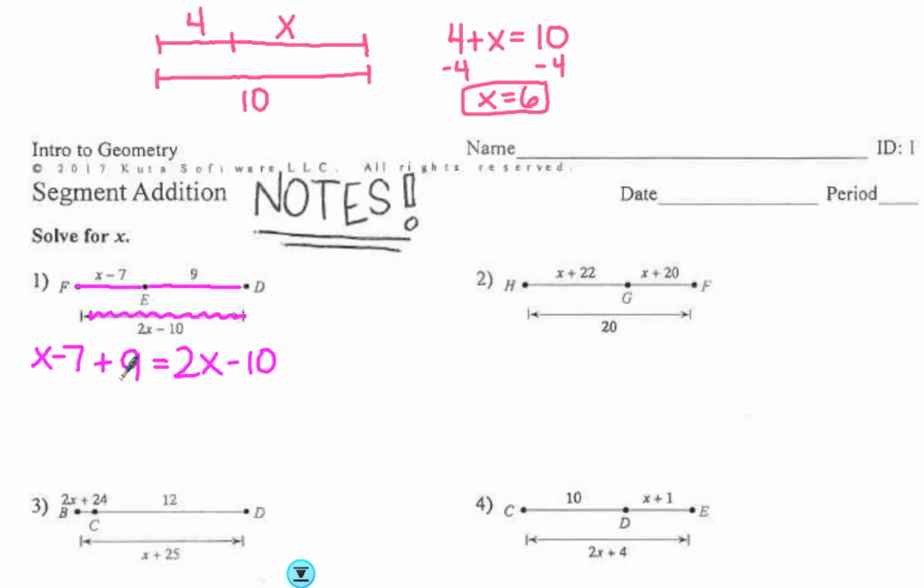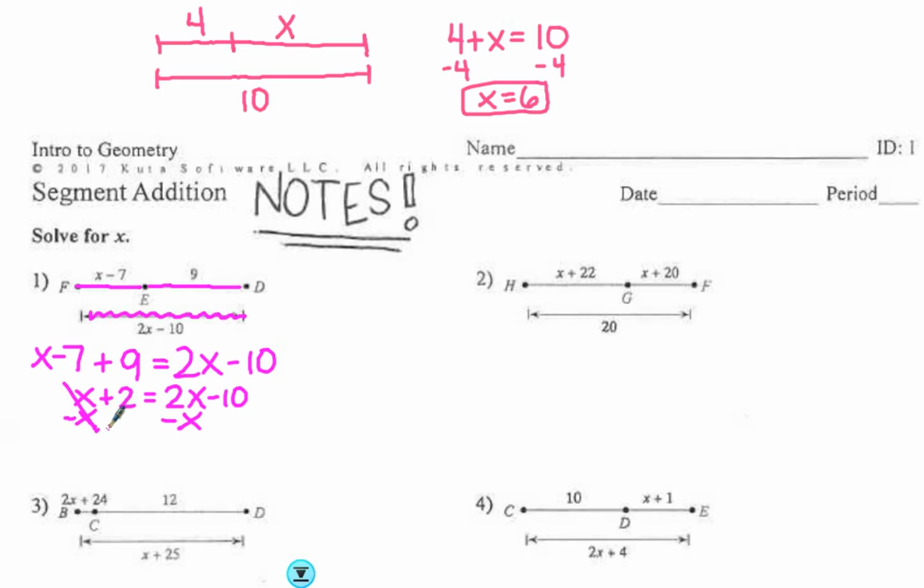So negative 7 and positive 9 is 2, so I have x plus 2 equals 2x minus 10. And now remember, you want to get your x's to the same side, your numbers on the other. It doesn't matter which side you choose. I try to move my variables to a side that keeps them positive. Therefore, I'm going to subtract these over here to the right.